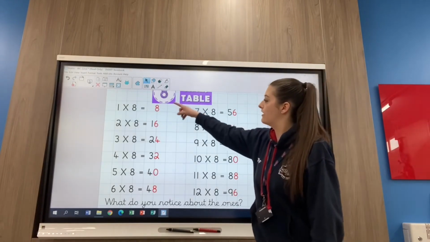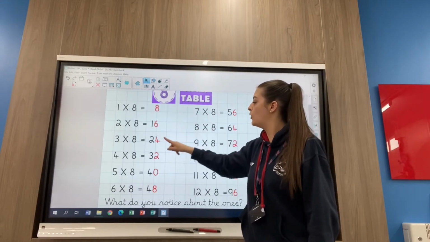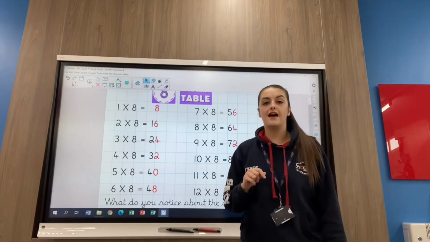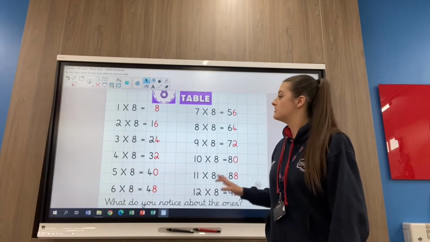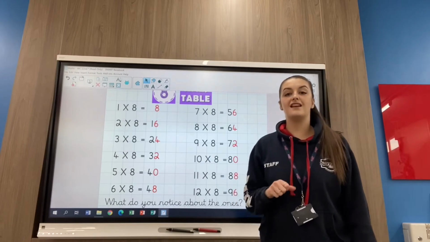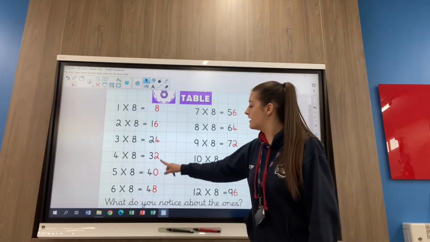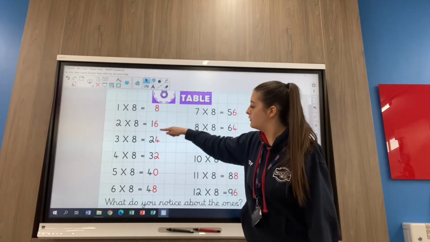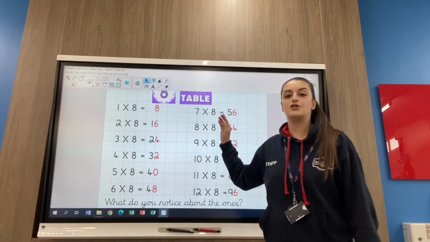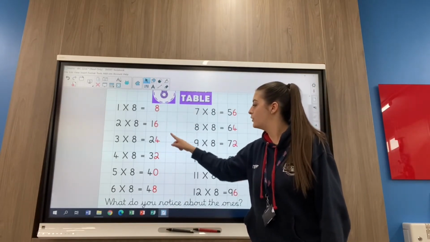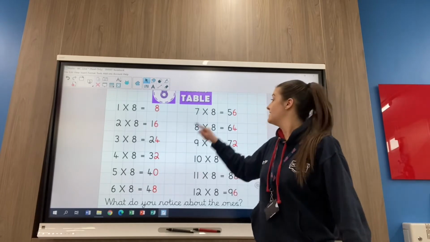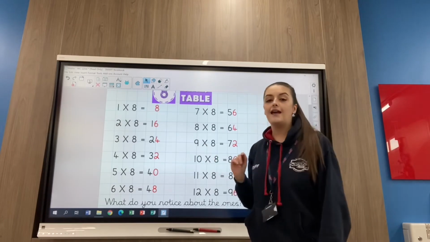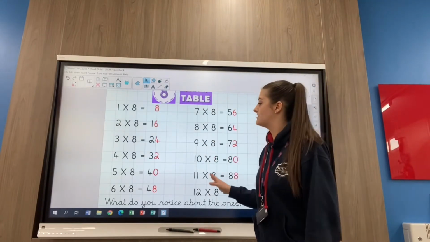So the ones follow the pattern of doing 8, 6, 4, 2, 0. 8, 6, 4, 2, 0. And you'll notice they're all even numbers, okay? So every multiple in the 8 times table is an even number because we know it ends in 0, 2, 4, 6 and 8. Okay, but it's like we're counting backwards in those even numbers and then starting again. So we're going from 8, 6, 4, 2, 0, back to 8, 6, 4, 2, 0. Okay, there's a bit of a pattern going on in the ones column of the 8 times table, the multiples of 8.